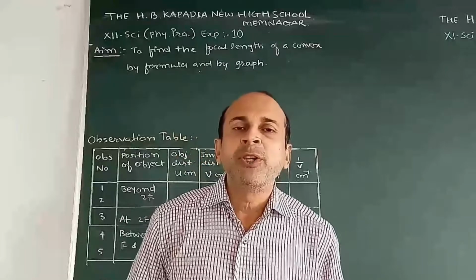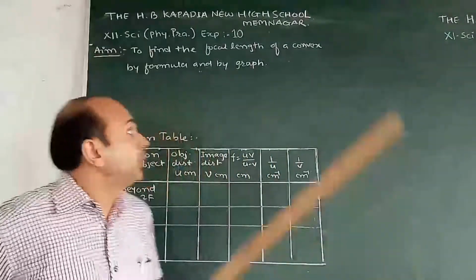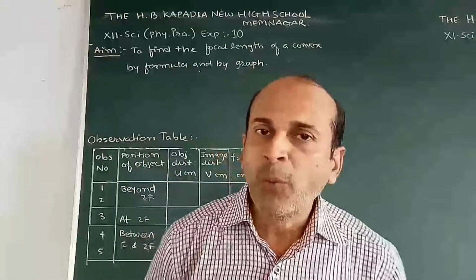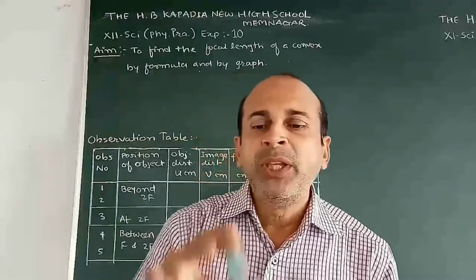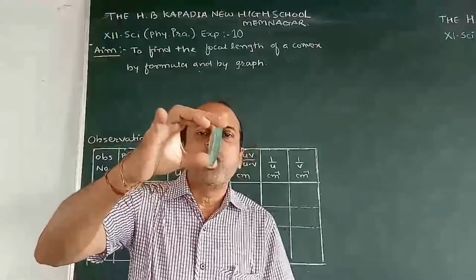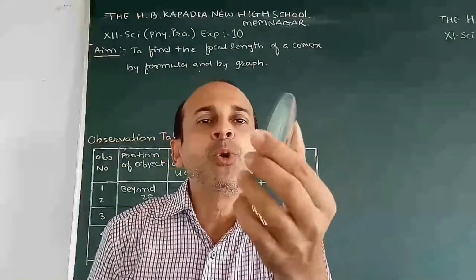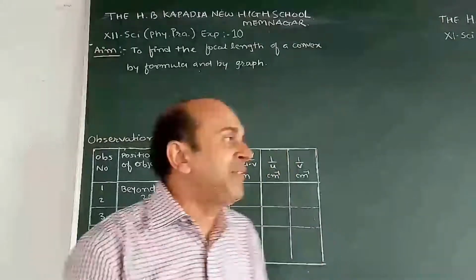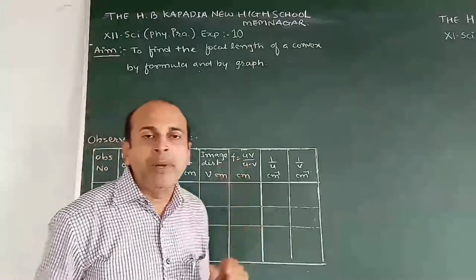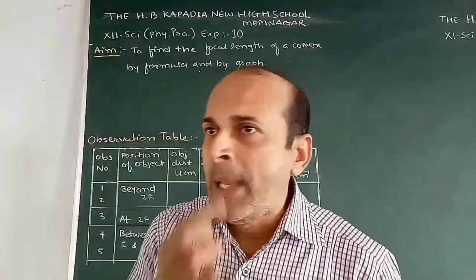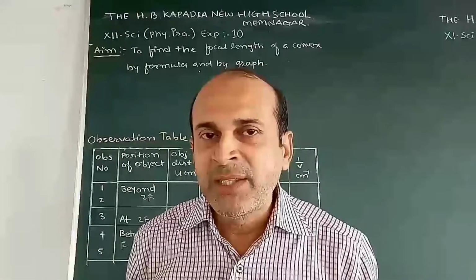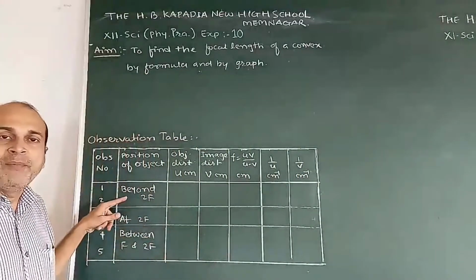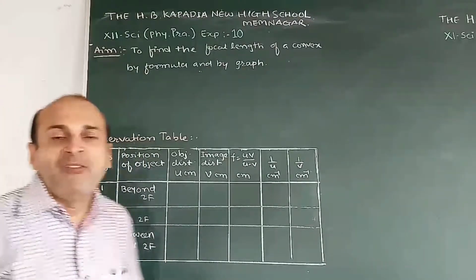So our first aim is to find the focal length of a convex lens using the formula and by plotting the graph. The convex lens is a transparent lens whose both sides are convex. The focal length f can be found by the formula f = uv/(u - v), where u is the object distance and v is the image distance, by placing the object at three different places: beyond 2f, at 2f, and between f and 2f.